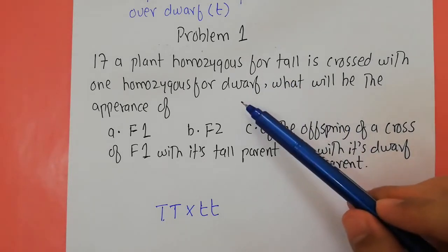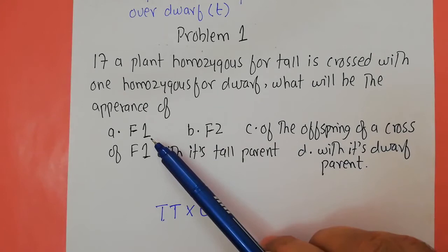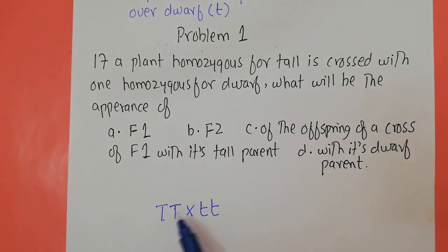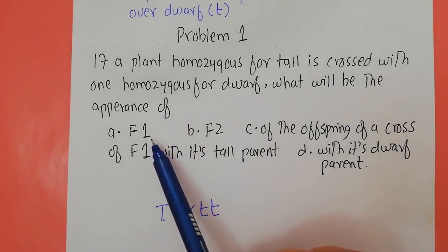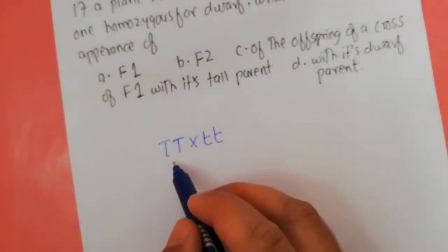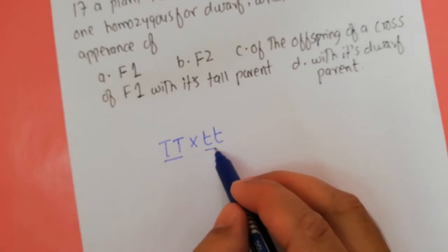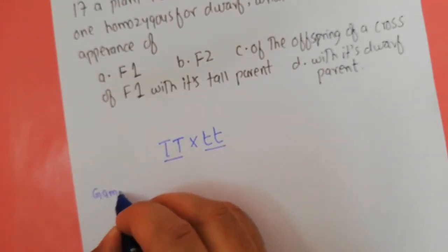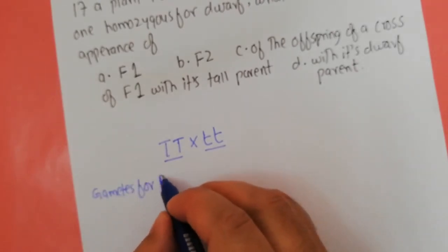Now, if you are going to cross these two parents, what will be the appearance of the F1? The first part of the problem asks, if you cross these two parents, what will be the appearance of the offspring in the F1? The first thing you have to do is make the gametes for this parent, and make the gametes for the other parent. So you will say, the gametes for parent number 1.